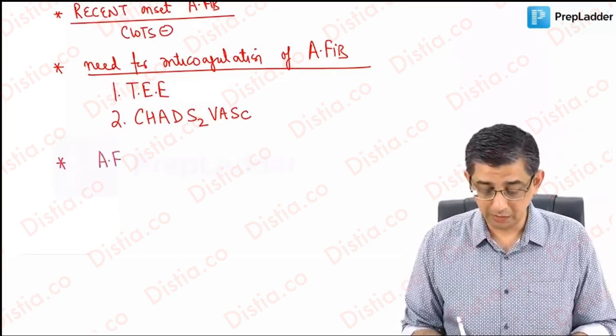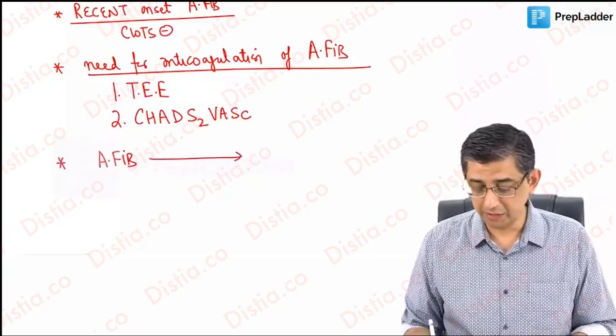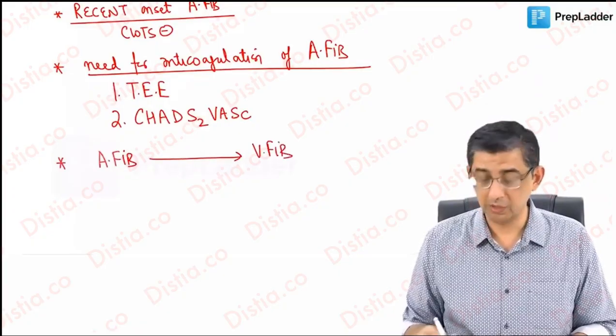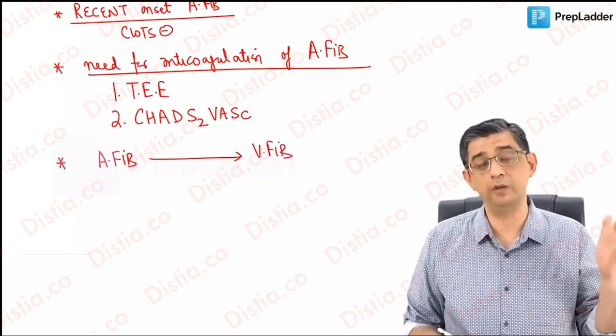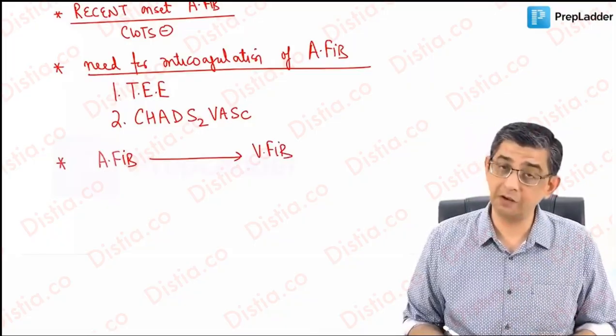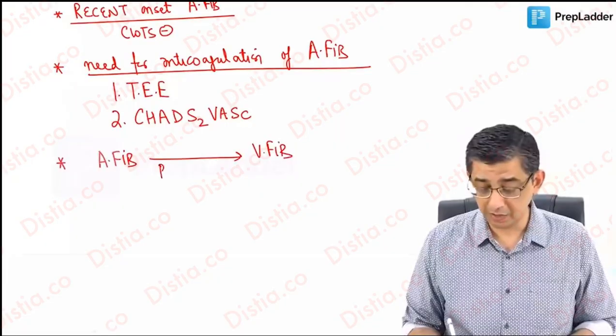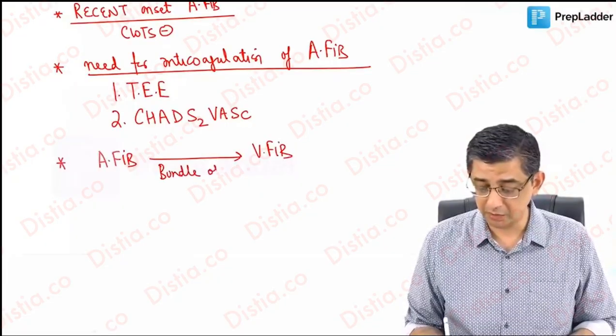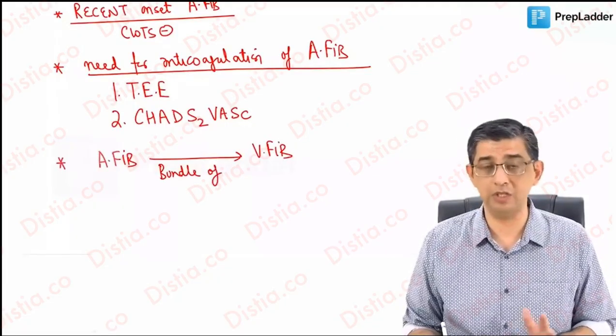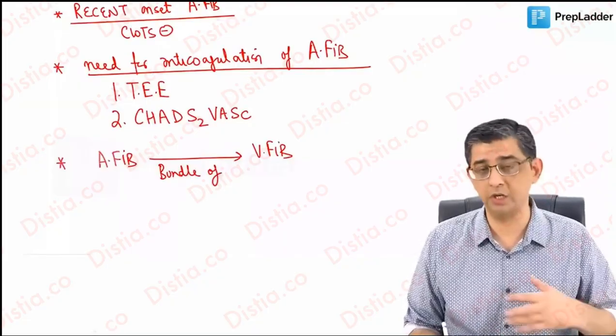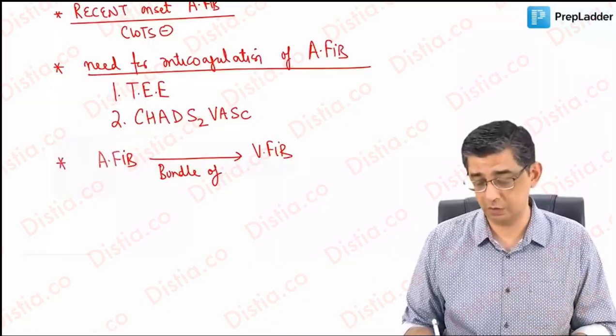Is there a possibility that atrial fibrillation will ever degenerate into ventricular fibrillation? Is it possible that all the 400 impulses will go down into the ventricles ever? Yes, if a person is having a bundle of Kent. See, the AV node has a decremental property. The AV node is innervated by the vagus nerve. So no chances in a normal person, in a person with a normal heart.